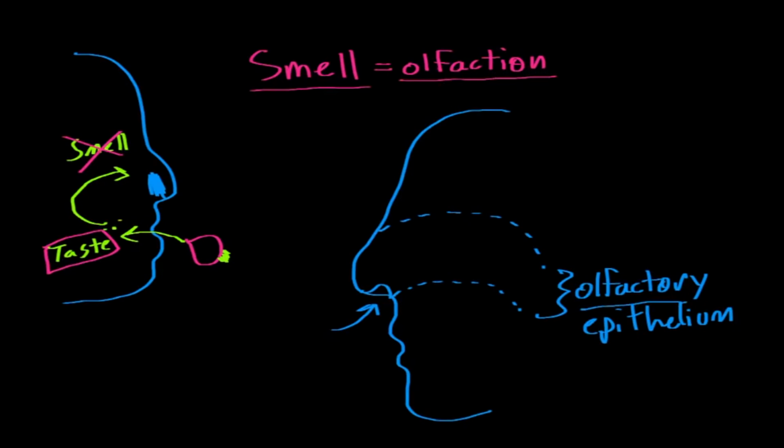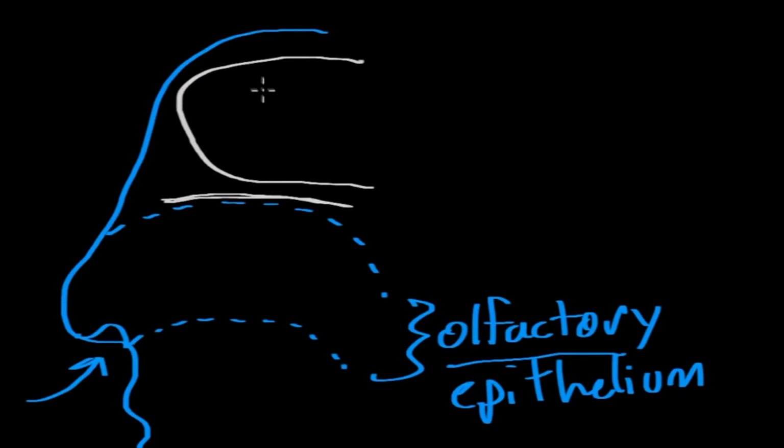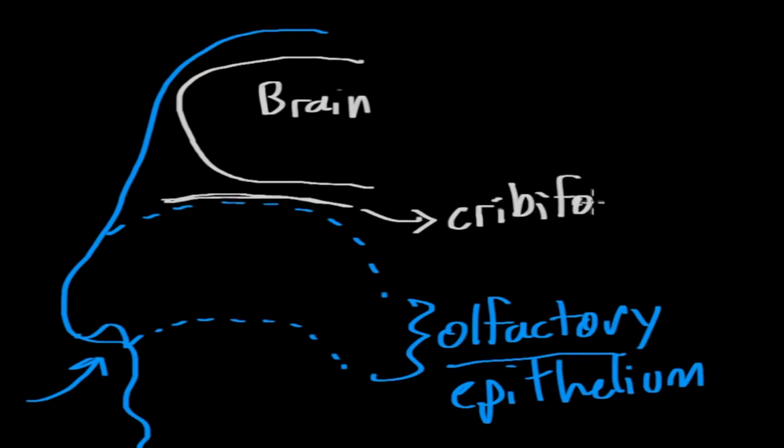Separating this olfactory epithelium from the brain, because the brain sits up here, so we've got a little bit of the brain up here. Separating the brain from the olfactory epithelium in this nasal passage is a piece of bone known as the cribriform plate. So this little piece of bone is known as the cribriform plate.